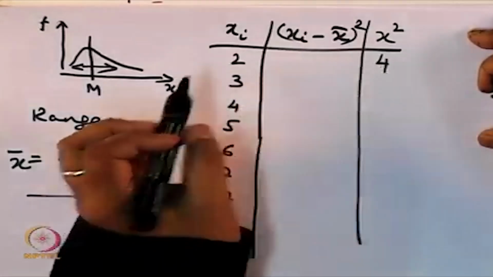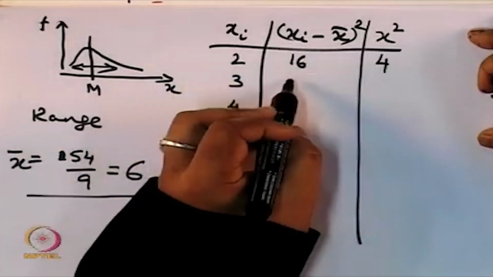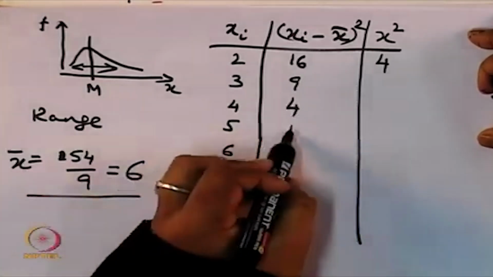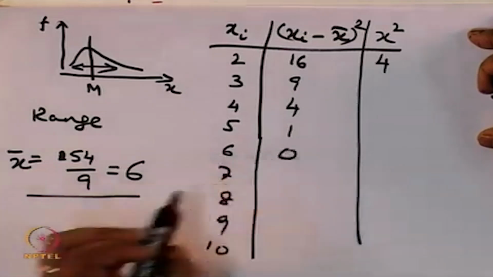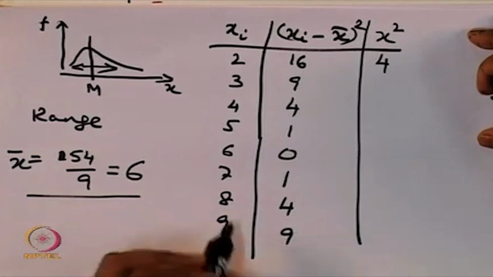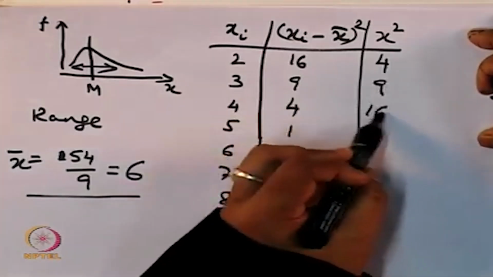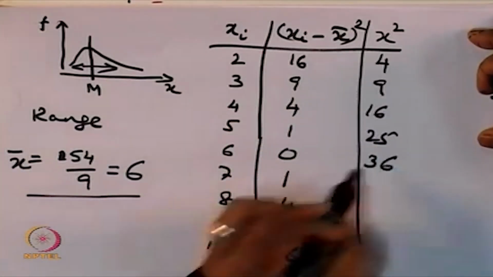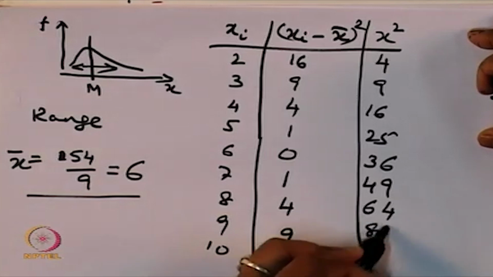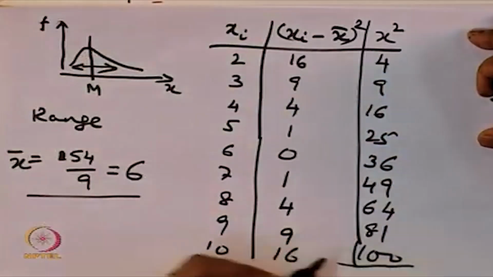For xi of 2, xi minus x bar is 4, and squared is 16. 3 gives 3 squared, which is 9. 4 gives 2 squared, which is 4. 5 gives 1 squared, which is 1. 6 gives 0. 7 gives me 1, 8 gives me 4, 9 gives me 9, 10 gives me 16. And for x square: 4, 9, 16, 25, 36, 49, 64, 81, 100. I have to add up all these x squares.